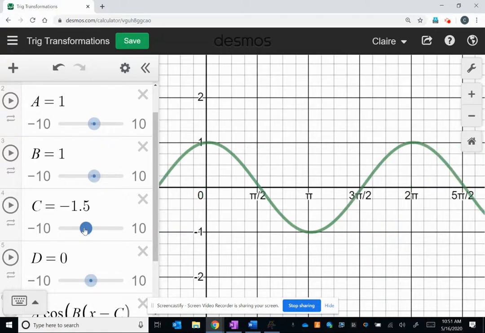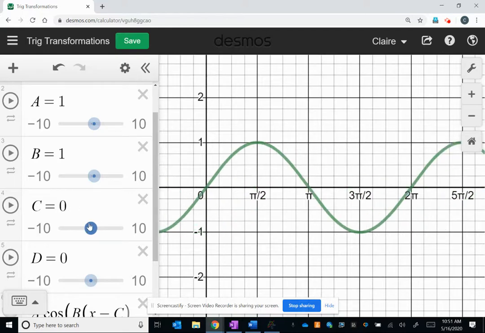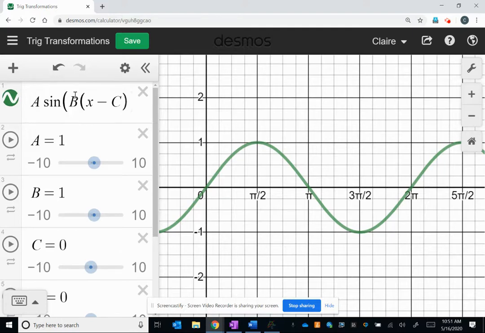So we'll talk about some ways to figure out a C value or work with a C value in practice, but I just wanted you to see that it shifts left and right. And then finally, this B value. Notice it's being multiplied in the expression times the quantity x minus C.